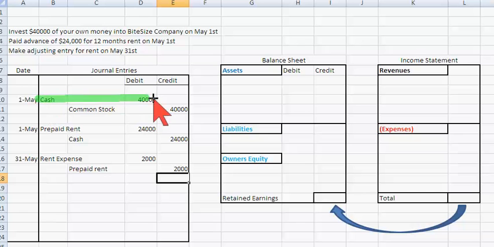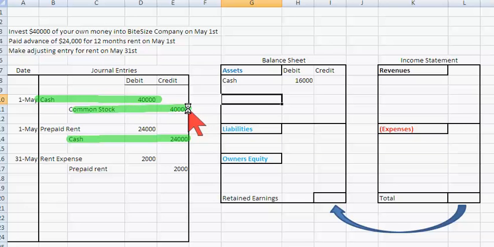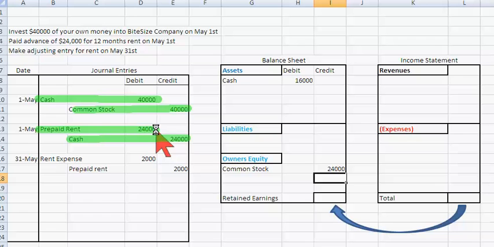First, let's start with the simple cash. We have a debit of $40,000 and a credit for $24,000, which gives us a debit of $16,000. Our company has $16,000 of cash at the end of May. Then we can go ahead and put the common stock down here in owner's equity. Okay.